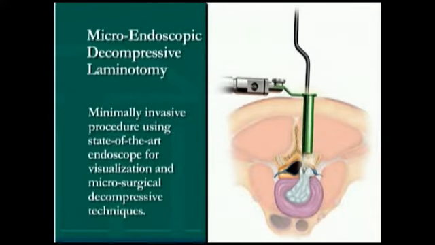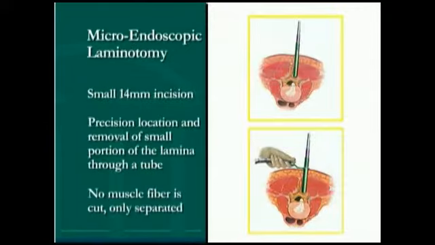Microendoscopic decompressive laminotomy is a new technique using minimally invasive techniques. Surgery is done through a small tube rather than a large incision, and it uses state-of-the-art endoscopic techniques to remove the compressive components of the lumbar spine. This technique requires a small 14mm incision off to the midline.